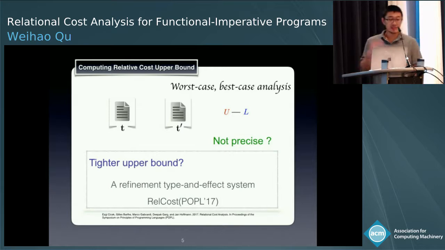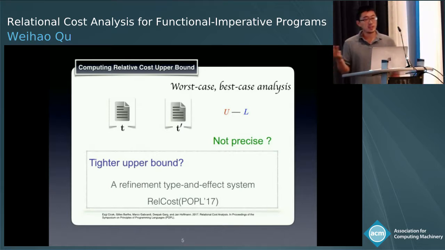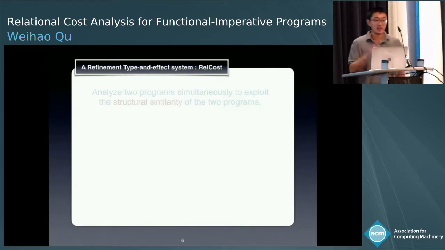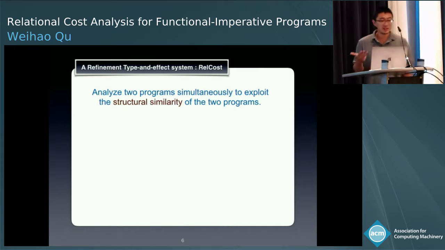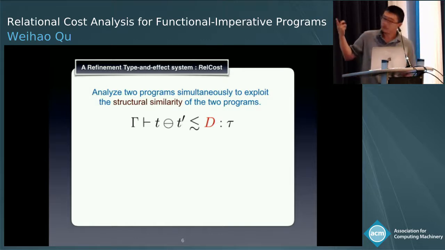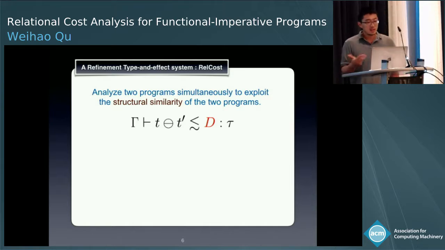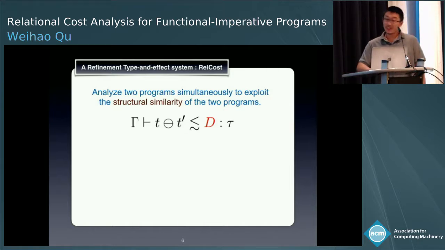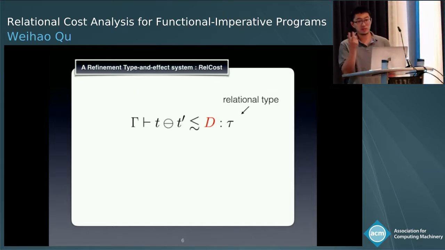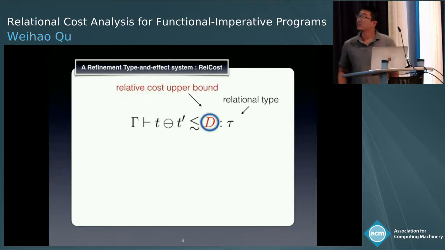And the key idea of RelCost is that rather than compare two programs separately, as we have seen in the worst-case, best-case analysis, it will now analyze two programs simultaneously to explore the structural similarity of two programs. And the typing judgment of RelCost will now analyze two programs, t and t prime, simultaneously. And they will be related at the relational type, tau, with the relative cost of these two programs upper bounded by this annotation d.